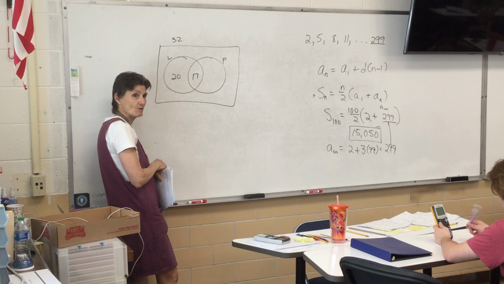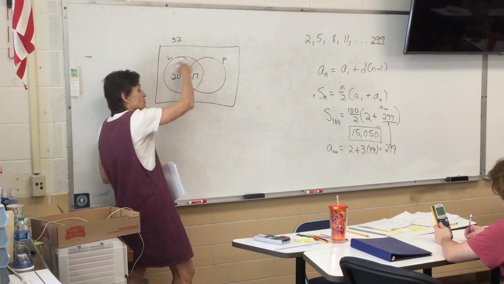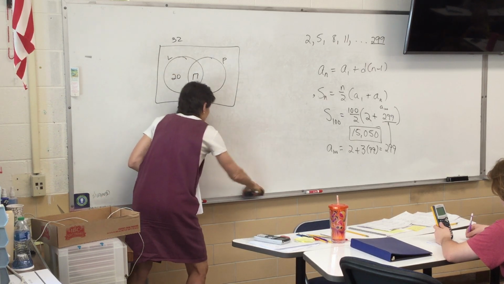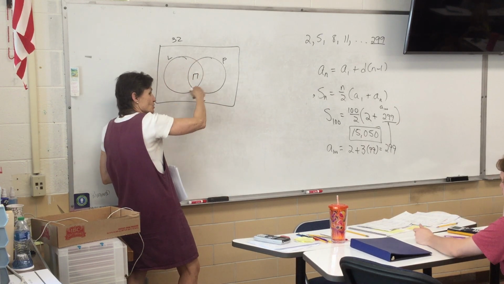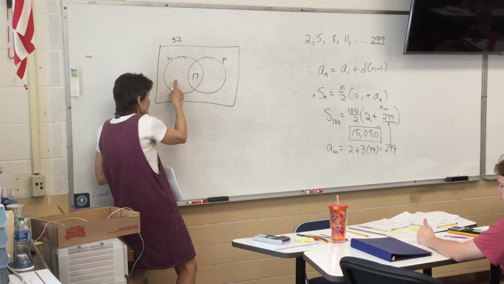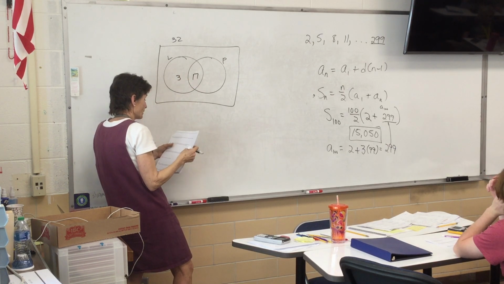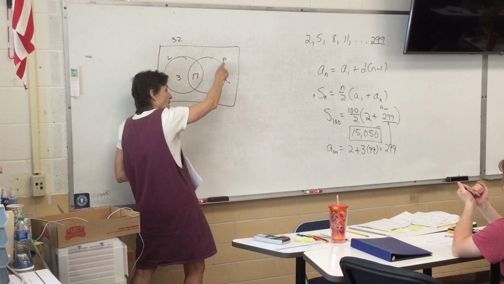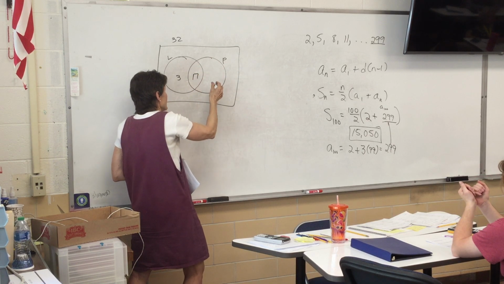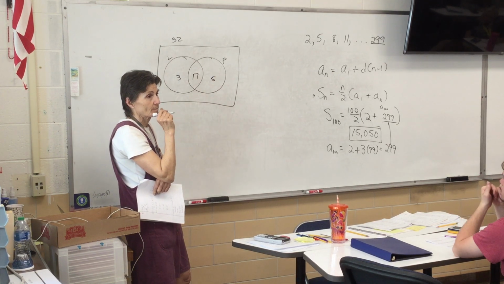The entire L circle. These are the kids who love logarithms. So there are 20 people in this circle. So how many are here? 3. And similarly, there are 22 people in the polynomial circle. So this is 5. So 7 students.